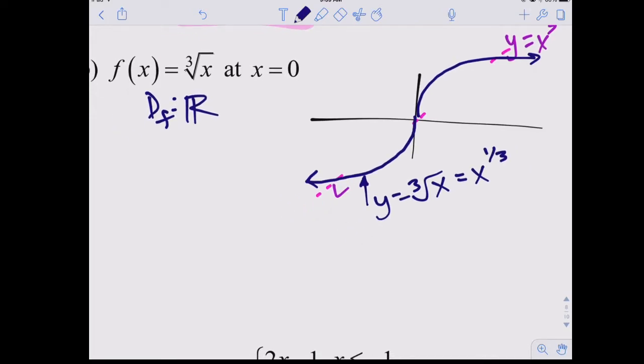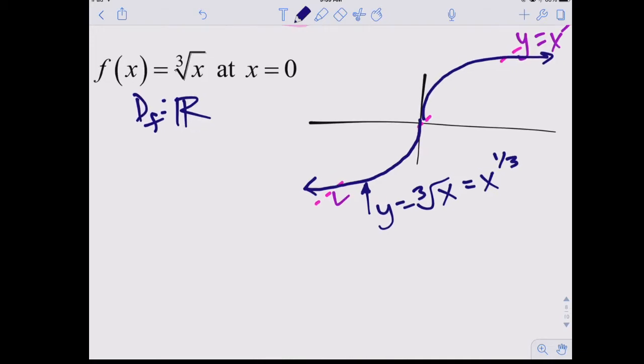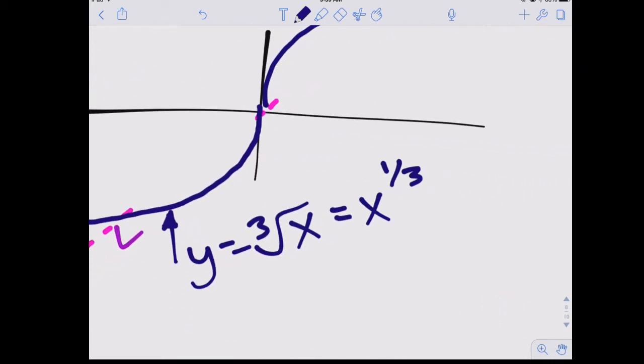All right, so for what values of x is it differentiable? Well, just looking at it, does this one look to be smoothly connected everywhere? Yeah, it looks very smoothly connected everywhere. But it tells us to look at it at x equals 0.